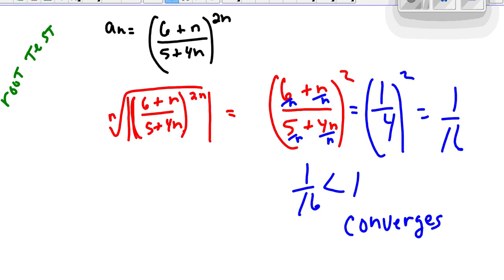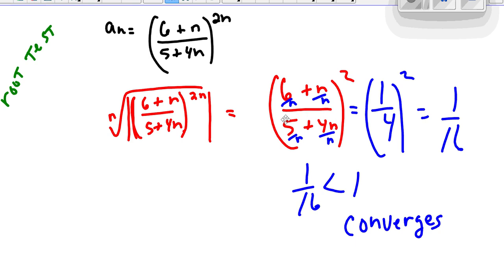Okay, now we have the 6 plus n over 5 plus 4n to the 2n. Every time I see something like this, I think root test. So we're going to take the nth root of this and get 6 plus n over 5 plus 4n squared. So I'm going to divide each by n, and I'm going to see that, again, we're taking n to infinity, right?